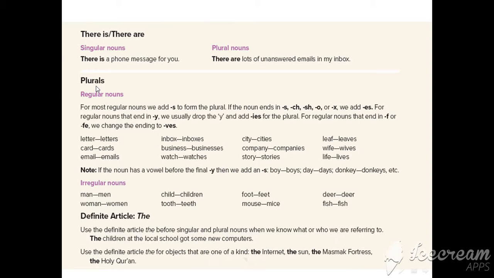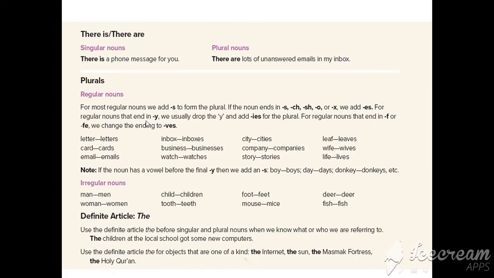What about plurals? Plurals consist of 2 sections. The first one, regular nouns. The second one, irregular nouns. So for regular nouns, for most regular nouns we add s to form the plural. And if the noun ends in s, ch, sh, o, or x, we add es. Why? Because it is singular. For example, for regular nouns, we are talking about regular only.